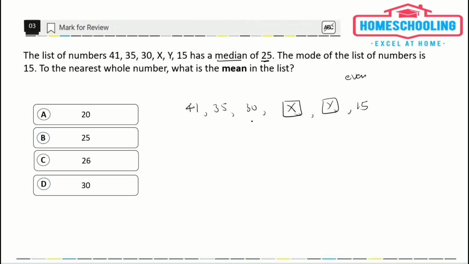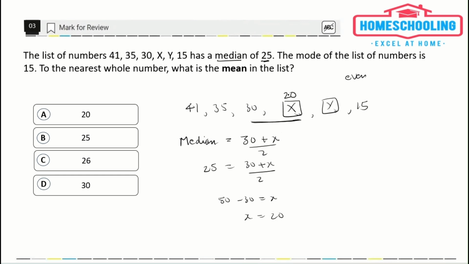So whenever the numbers are in even count, we take the 2 numbers in the middle to find the median. So the median would be, these are the 2 middle numbers, 30 plus x divided by 2. In the question, it is already given the median is 25. So we'll put 25 is equal to 30 plus x divided by 2. So 50 minus 30 is equal to x, hence x would be 20.